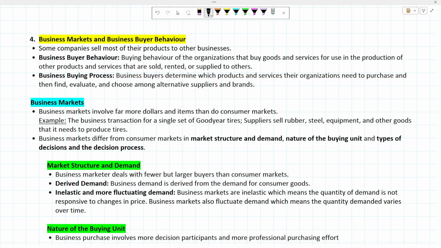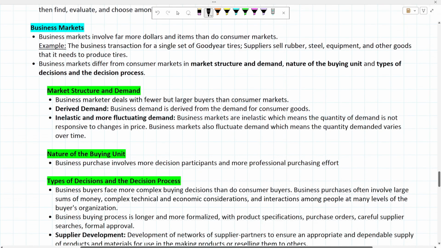So business markets differ from consumer markets in the market structure and demand, the nature of the buying unit, and types of decisions and the decision process. So let's look at that. So let's look at market structure and demand. Business marketers deal with fewer but larger buyers than the consumer markets.